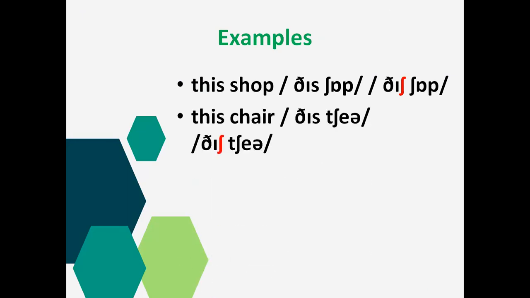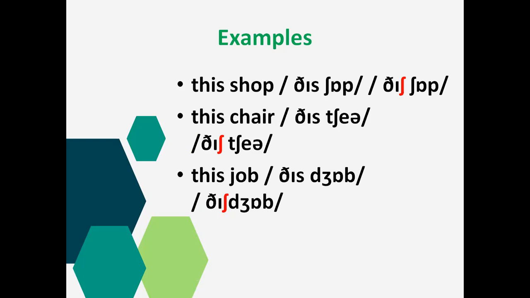Let's see the next example. "This chair." Now the ch sound is there and s is followed by ch. So it will again be assimilated to "thish chair." Third example. Now the sound is j. Before it is s. So s is followed by the j sound. For easiness, you can remember it like j. So "this job" will become "thish job."